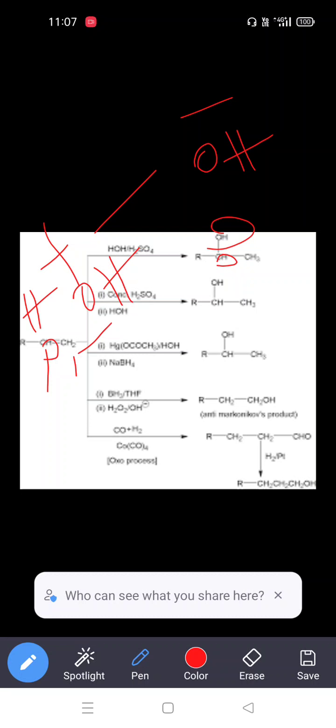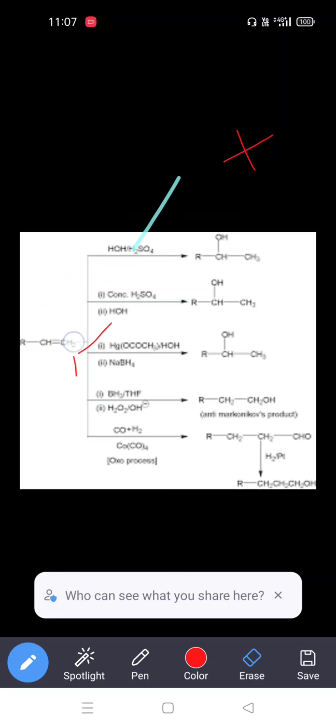So according to this, the hydroxy group electronegativity is high. That's why the hydroxy group attaches to the carbon with fewer hydrogens, which gives the more stable compound. So that's why the hydroxy group attaches here, and you can produce the secondary alcohols.